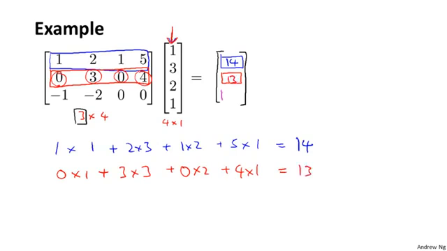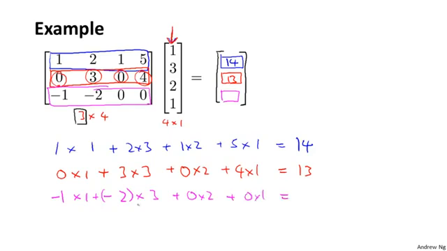And finally, for the last element, I'm going to take this last row. So I have minus 1 times 1, plus negative 2, I guess, times 3 plus 0 times 2 plus 0 times 1. And so that's going to be minus 1 minus 6, which is negative 7. So my final answer is the vector 14, 13, negative 7.